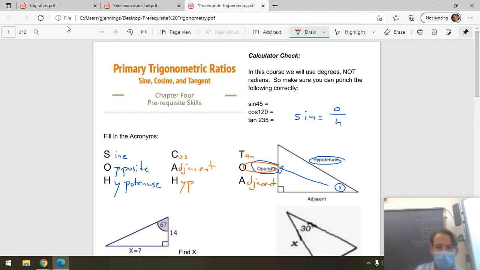We can also recall that if I call this h here, and this a, and this o, that h squared would be equal to what? A squared plus o squared. The adjacent squared plus the opposite squared would give me the hypotenuse squared. And so this is just your Pythagorean theorem rewritten in the context of hypotenuse, opposite, and adjacent. So that's useful to think about.